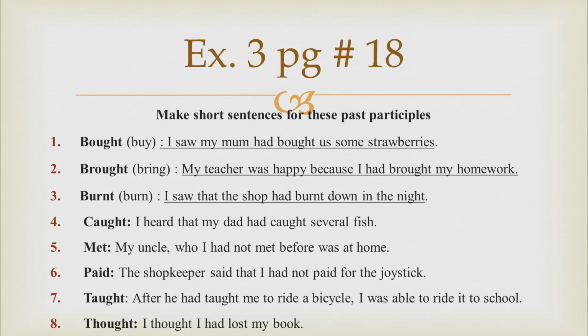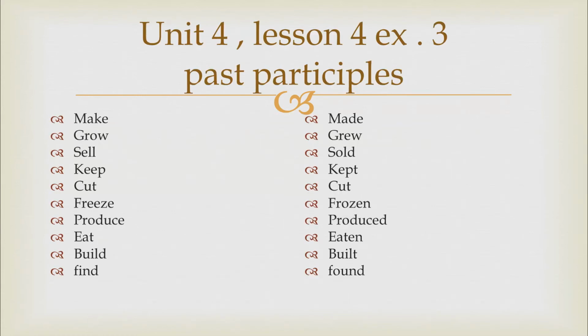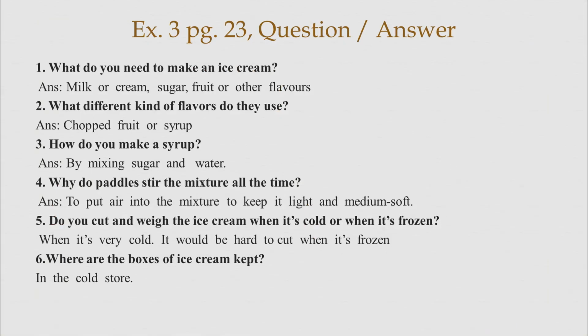Then come to Unit 4, Lesson number 4, Exercise number 3. This is about the past participles of the verbs. We are given some words, that is make, and the past participle of make is made, grow, grew, sell, sold, keep, kept. Learn all these past participles of the verbs. And come to exercise number 3 at page number 23.